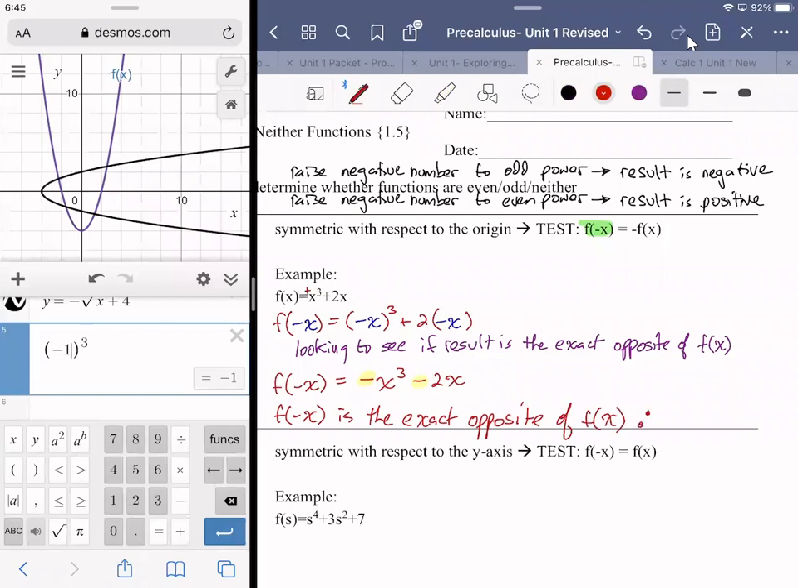Therefore, three dots in the form of a triangle means therefore. You can write out the word if you want. Therefore, f of x is an odd function.